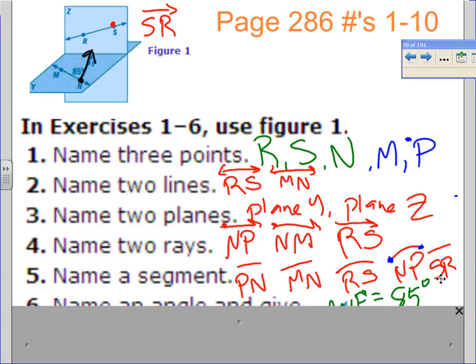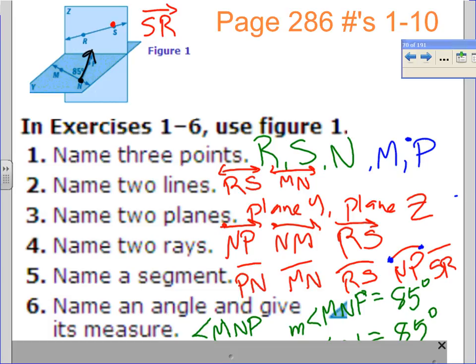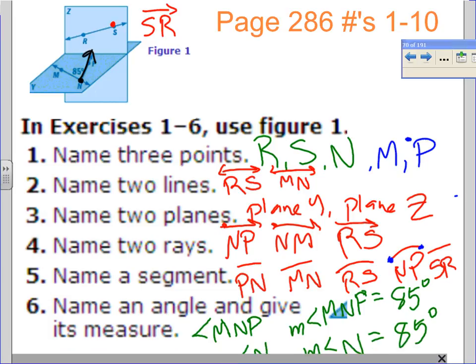Depending on how you have the notation, yes. Make sense? Okay, and then the last one in that section, number 6, is the measure of the angle is 85 degrees. So you need to write it as measure of angle MNP is 85 degrees, or measure of angle N is 85 degrees. So remember, when you're finding the measurement of something, you need to use the little m. Just naming the angle is angle MNP or angle N.